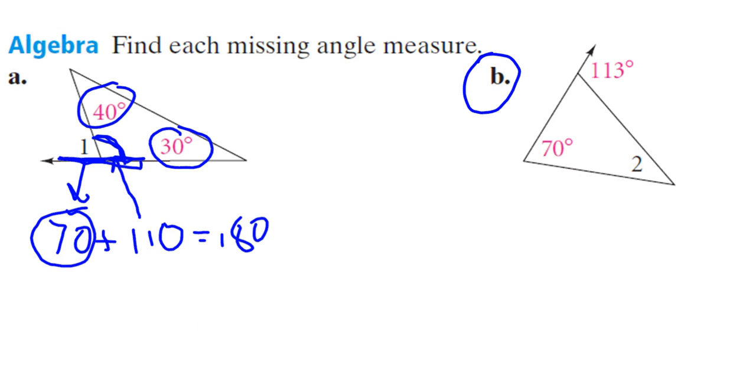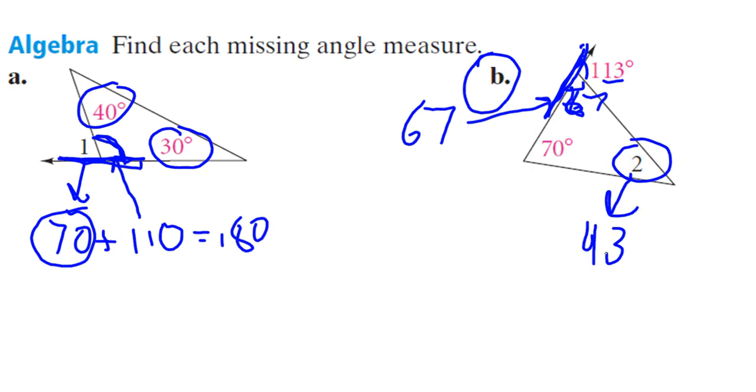Over here on B, very, very similar. We have a linear pair, straight line, which means the two angles better add up to 180. So we have 113. Well, what's the other angle have to be? Looks like it's 67 degrees. And if that's 67 degrees, we know the three angles add up to 180. So all we're going to do is 180 minus 67 minus 70, and we get that angle 2 is 43 degrees.